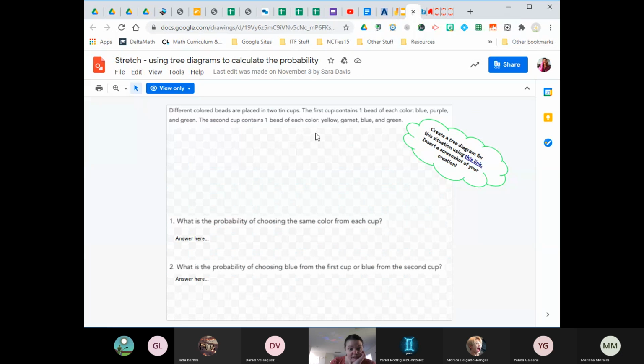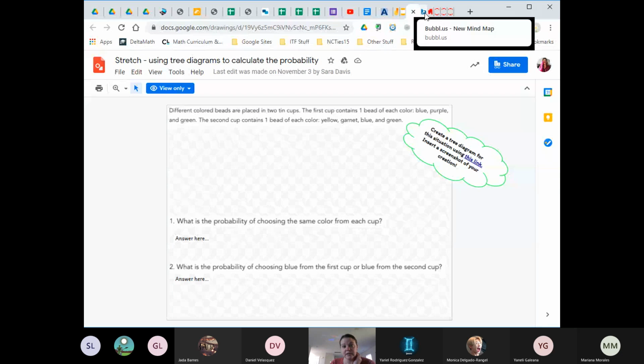On Stretch, you have colored beads in a cup. The first one is blue, purple, green. The second one is yellow, garnet, blue, and green. You are going to make a tree diagram for that, cup 1 and cup 2, and then answer the 2 questions about probabilities using your tree diagram. Any questions about your assignments for today?